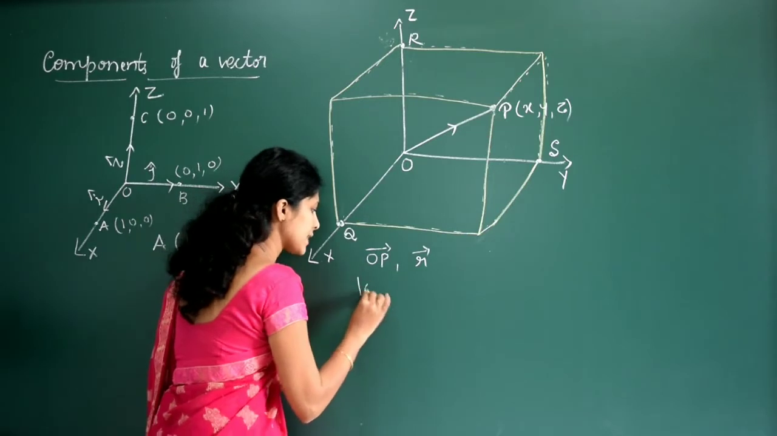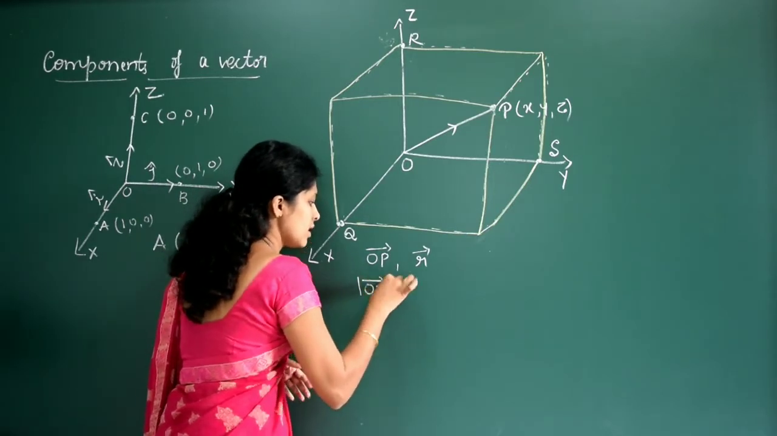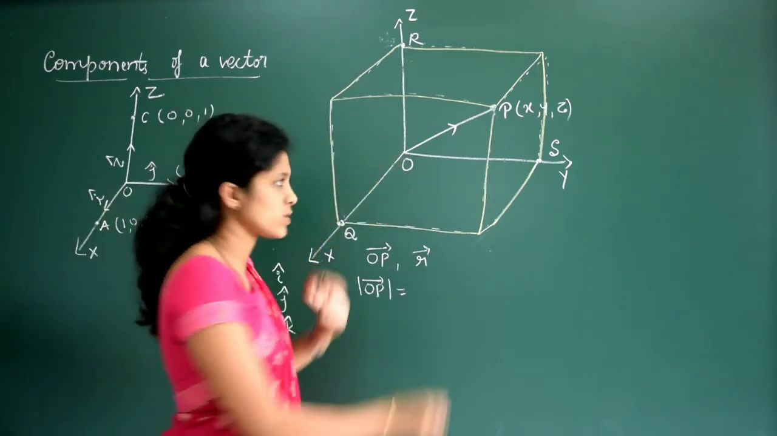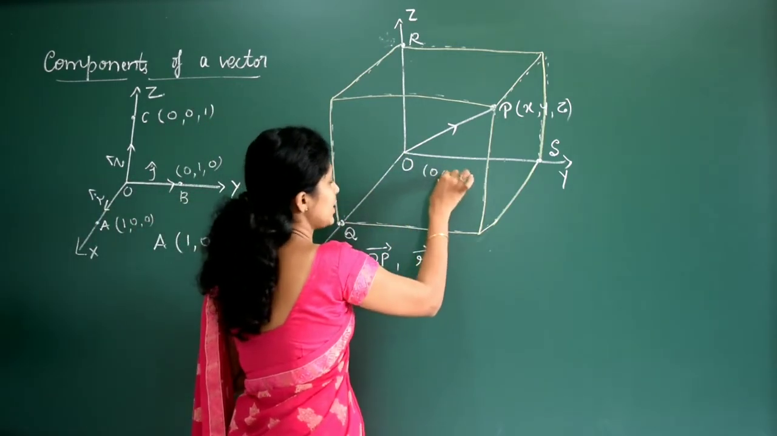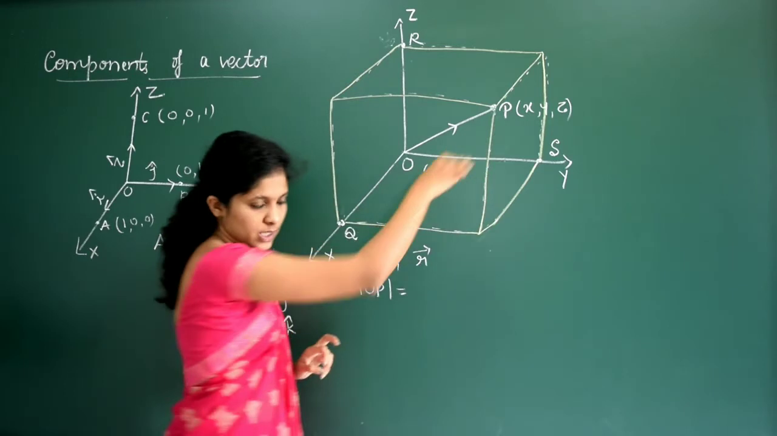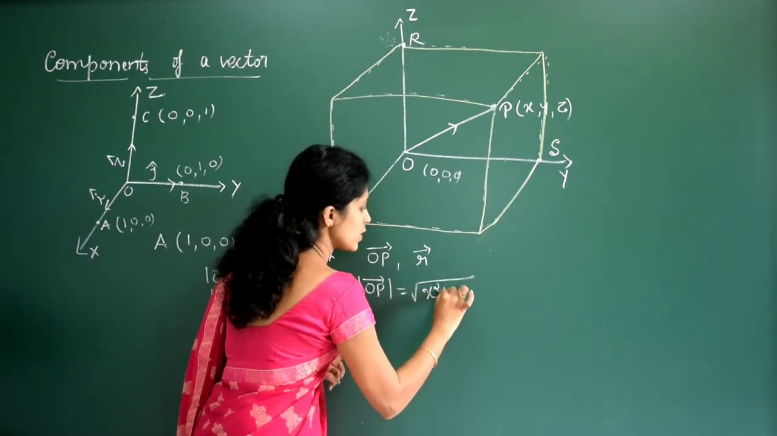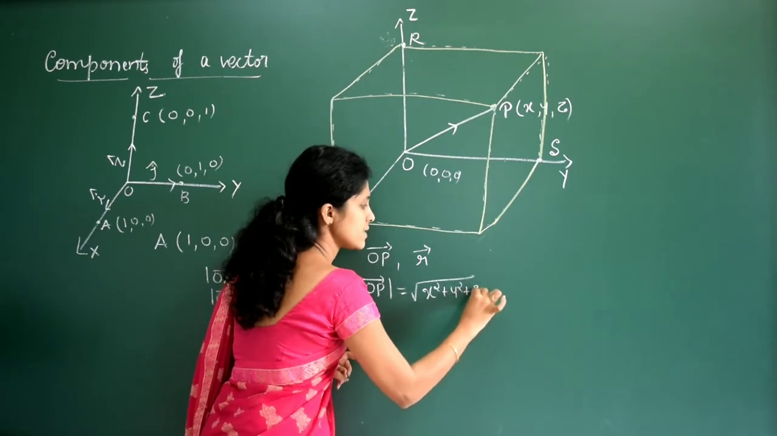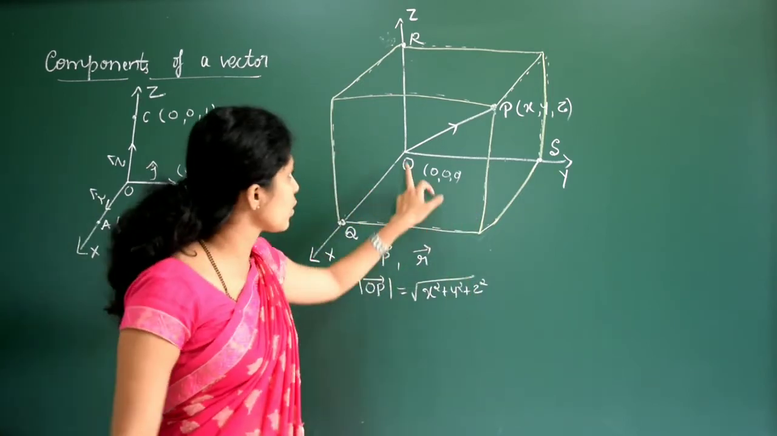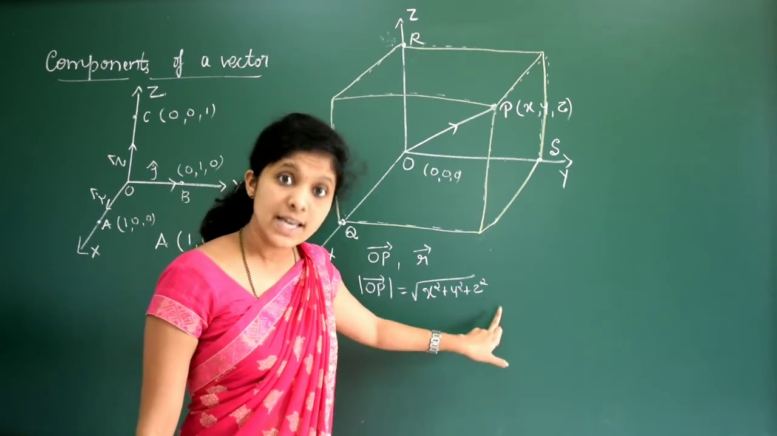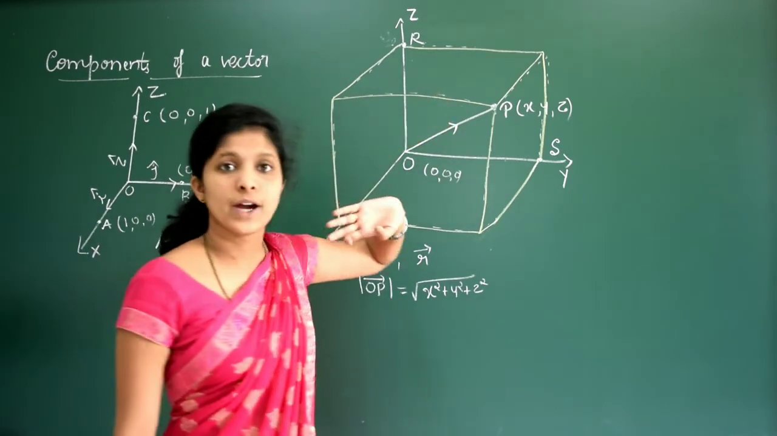And what will be the magnitude of OP vector? Obviously, this is the origin with coordinates 0, 0, 0 and this is x, y, z. Magnitude will be equal to square root of x square plus y square plus z square. I mean the length of this OP will be root of x square plus y square plus z square. Now we have to find OP vector.